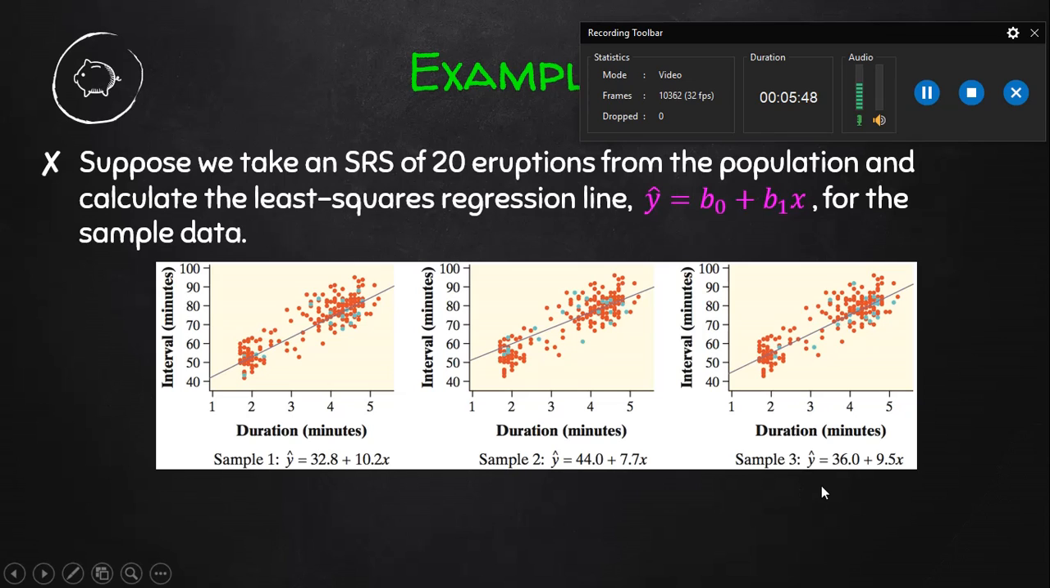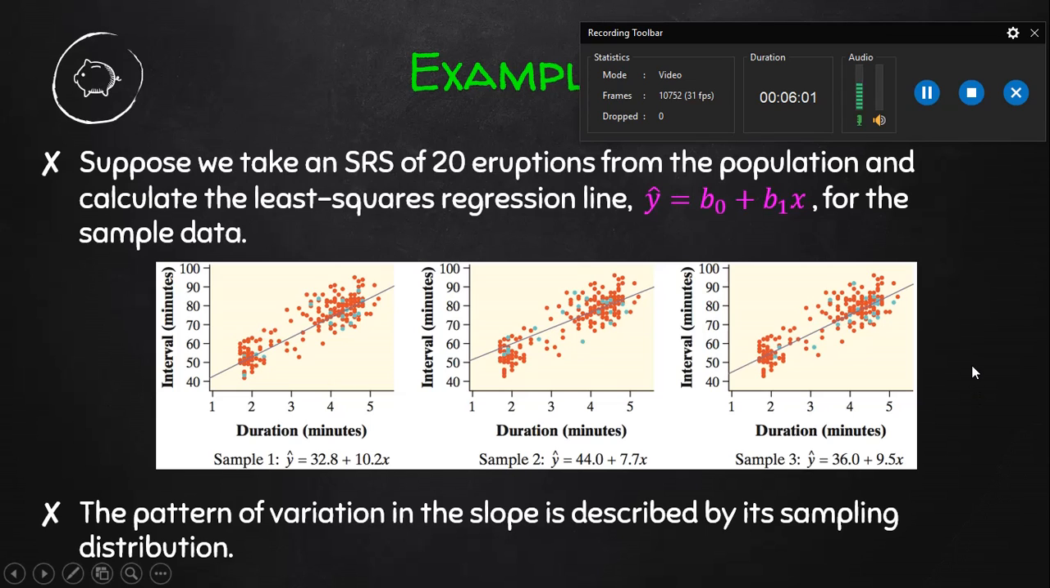Same thing with sample 3. Again, the blue dots. We now have a slope of 9.5 and an intercept of 36. So what we can see here is that with our simple random sampling, we do have some variation present. So when we're writing our own regression lines, know that there's your margin of error. We have some kind of variation in our slope and our intercept based on just random sampling.